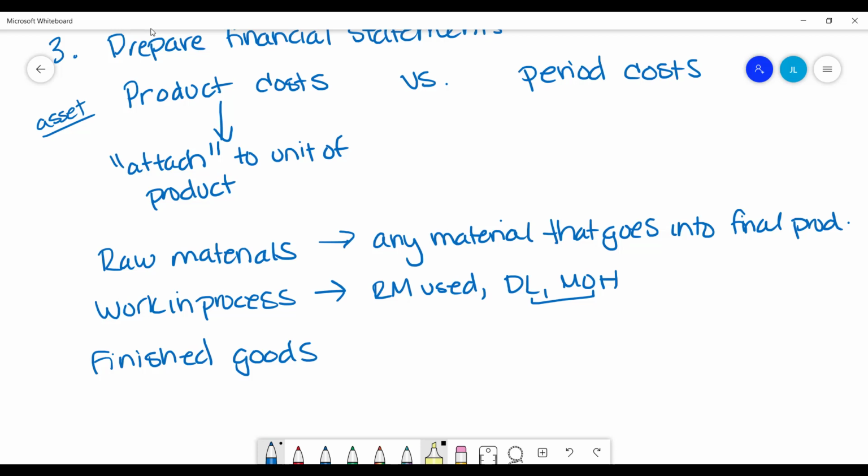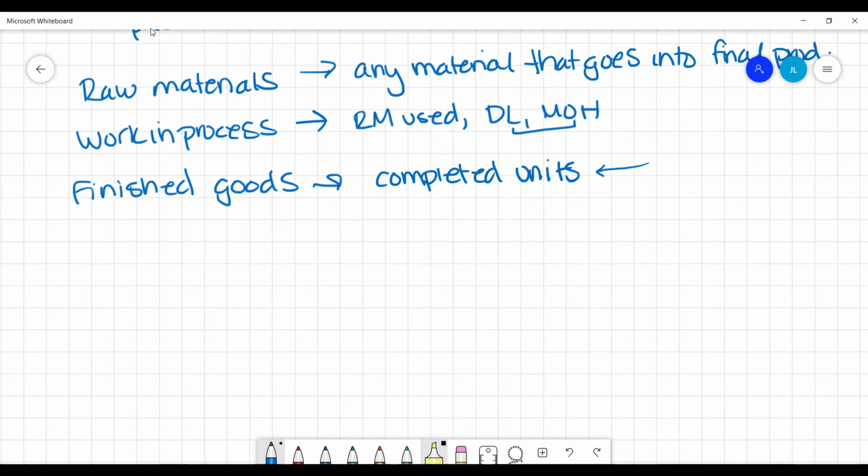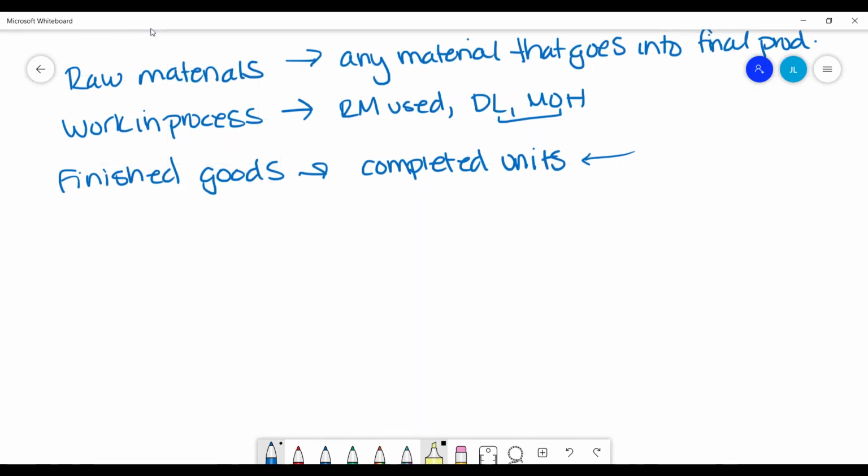And finished goods is going to consist of completed units. They just haven't been sold yet. All the work has been done on these units. So when you look at that account, the cost you see in that account is just going to refer to the cost of the completed units up until that point in time. They just haven't been sold yet. So costs are going to move to and from these different accounts as we incur more costs and as we move through that manufacturing process.